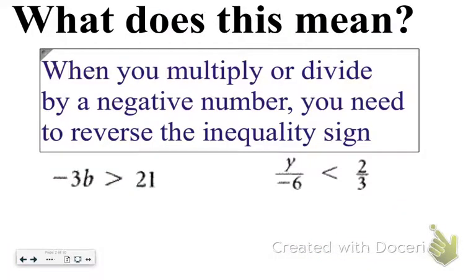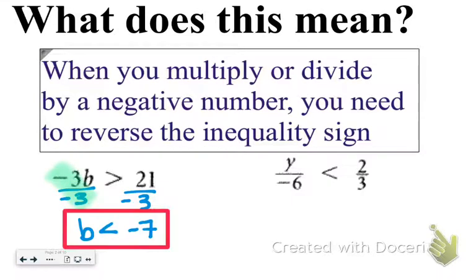So what does this mean? When we multiply or divide by a negative number, we need to reverse the inequality sign. So just change the direction of the sign. If we look at our first number, if we were to solve that as an equation, negative 3 is being multiplied by b, so we need to divide both sides by negative 3. So we get b by itself on the left, negative 7 on the right, but because we divided by a negative number, since we divided by that negative 3, we have to flip our sign. So instead of a greater than, it is now a less than sign.